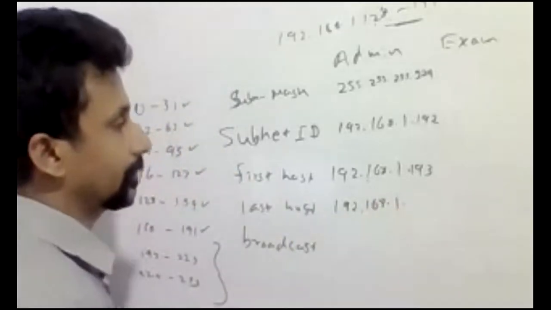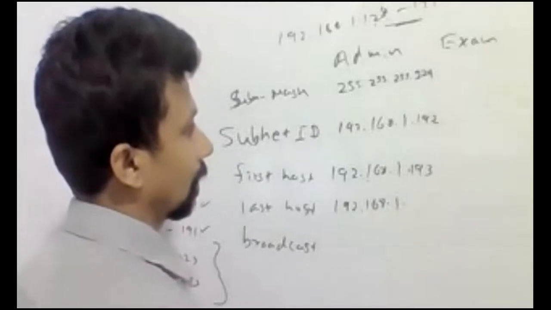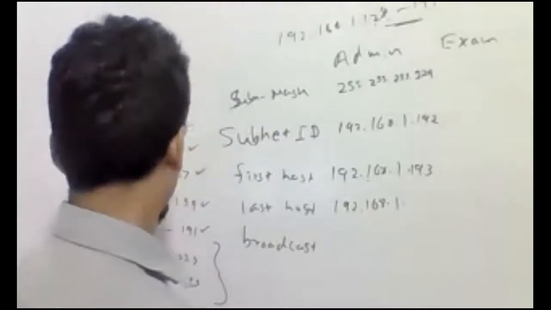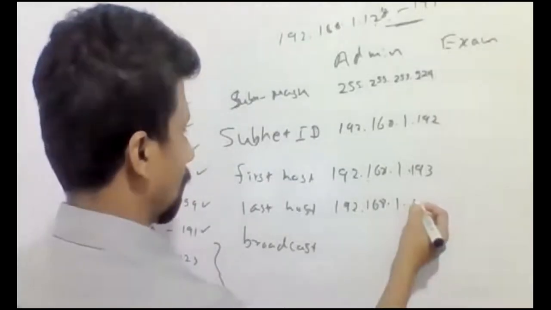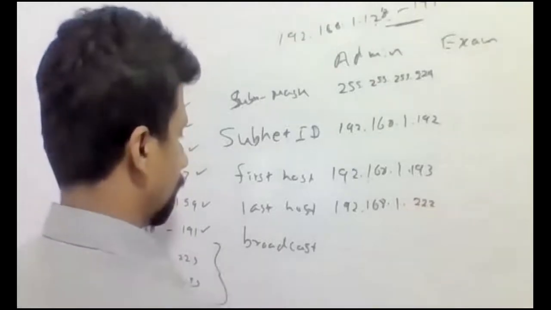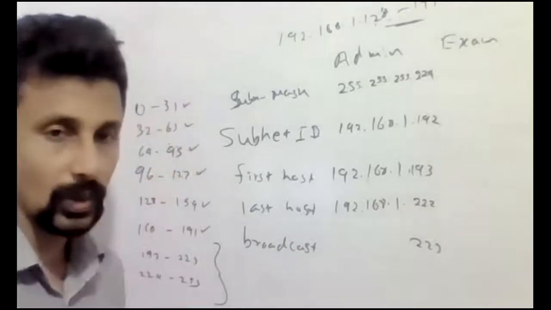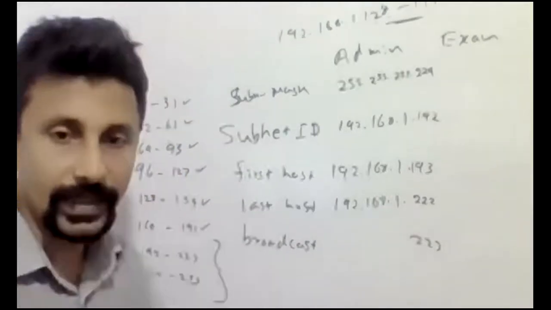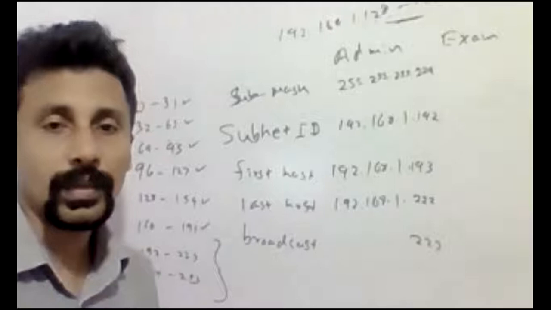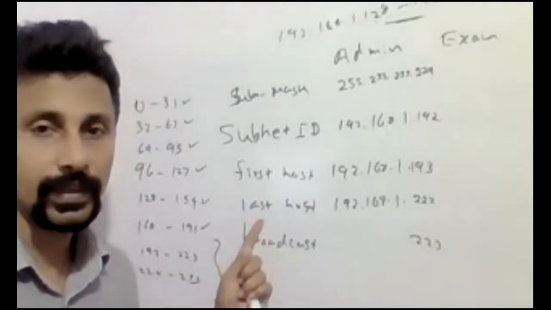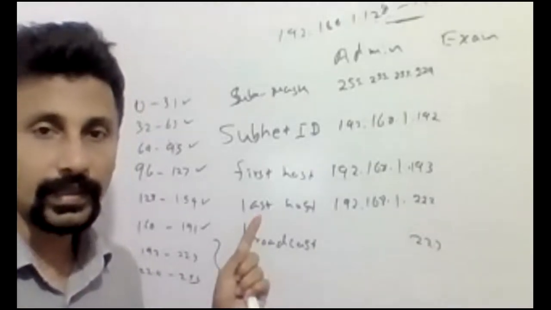192.168.1.31 add කරාම this is 222. The broadcast එක 223. ඔන්න ඔය විදිහට තමයි admin එකේ එන්නේ. admin එකේ your answers will be like this. Right? Then again they are telling examination unit.